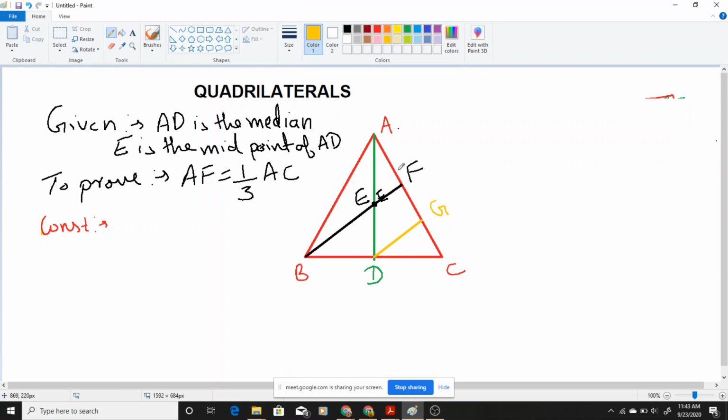Now you can see, I have divided this line AC into 3 parts. I will not say equal, because I have not yet proved they are equal, but I have divided it. And I have to show this AF as 1/3. 1/3 means there should be 3 parts. So that's why I have taken a line. I have made a construction from my side. So in the construction, what will I write?